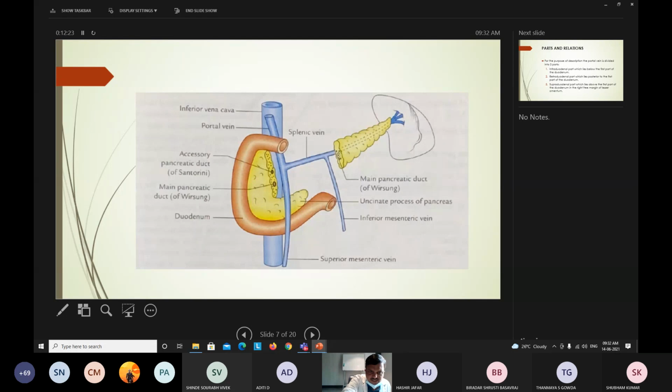This is the duodenum. First part of the duodenum, second part of the duodenum, third and fourth part of the duodenum. So this is the formation of the portal vein, and these are the tributaries: inferior mesenteric vein, superior mesenteric vein.